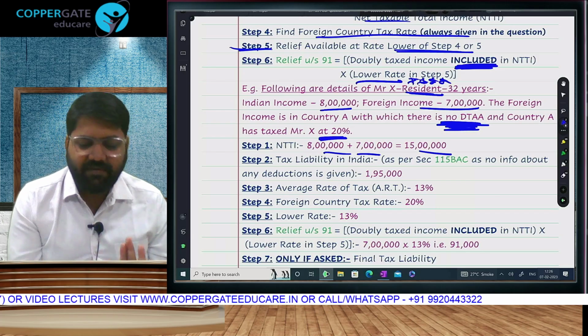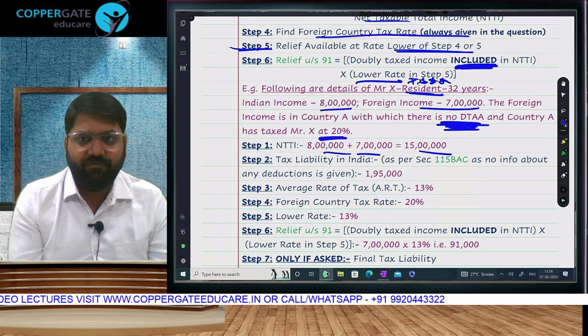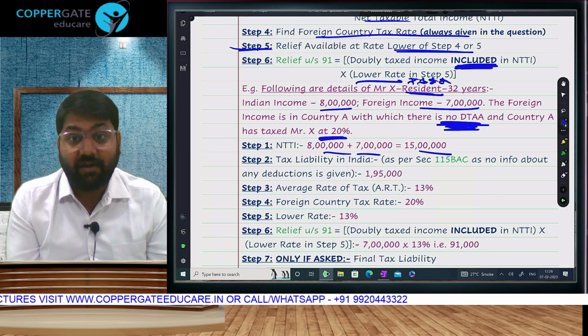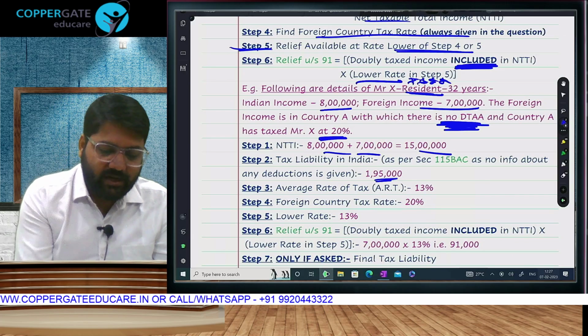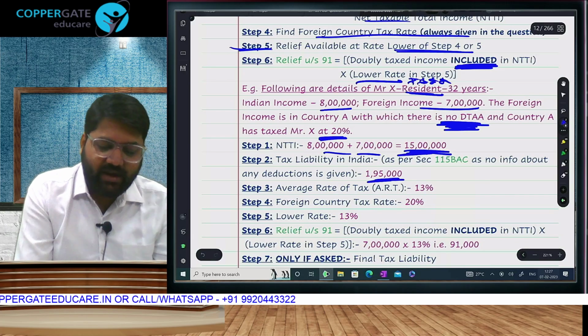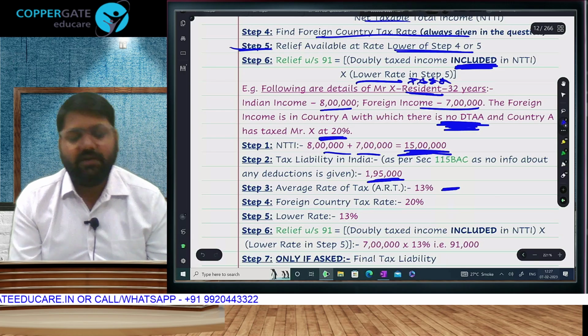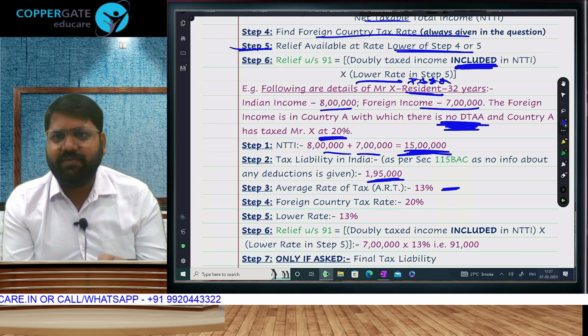Okay. So here we will calculate as per new regime because there is no information. 15 lakh pe 187,500 plus cess, of course, 1,95,000. So can I say on total income of 15 lakh we have 195 thousand of tax? Accordingly, the average rate of tax will be 13%. It is coming as a round figure.